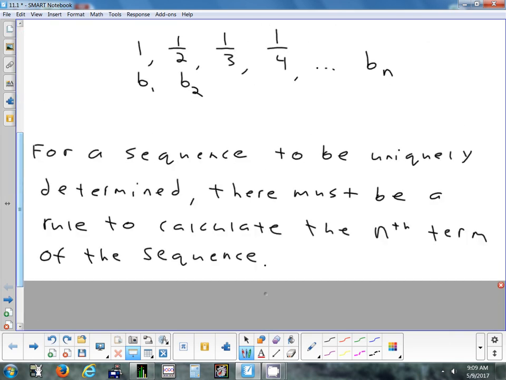In order for a sequence to be unique, there has to be a rule to calculate any term in the sequence. There has to be a pattern to it. Now, this sequence isn't bad. If I asked you for the 10,000th term, you could just say 1/10,000th. It's not a very complicated sequence. But sometimes sequences are much more complicated. So we want a pattern, a rule, to help us calculate any term we would like to know.